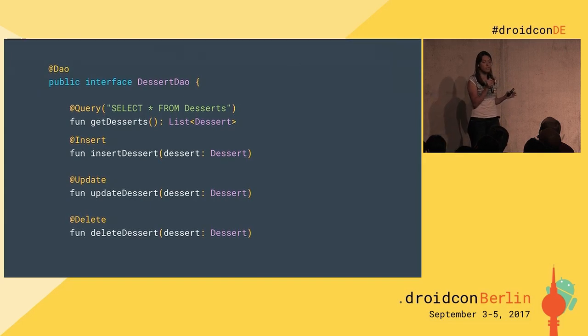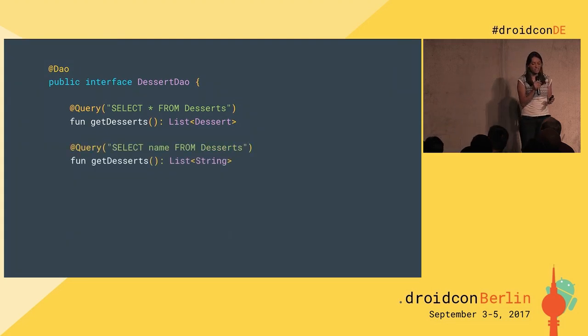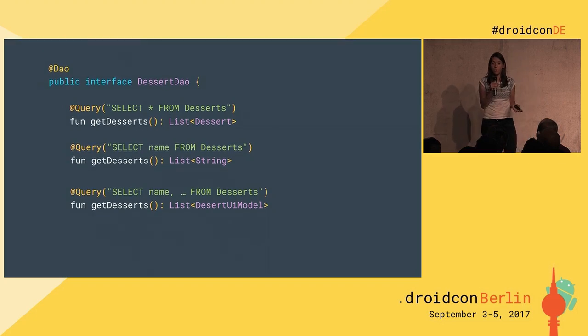Annotated with DAO. And here we declare the methods that query our database. So we don't really need to return just the entities like dessert, but we also can return a smaller set of columns. So for example, we can just get the dessert names and return a list of strings. Or if our dessert is more complicated and we want to display it on the UI, we can just return a smaller subset and just get, let's say, a dessert UI model. So the object that can be returned from the query can be an entity, but also a data model that you define.